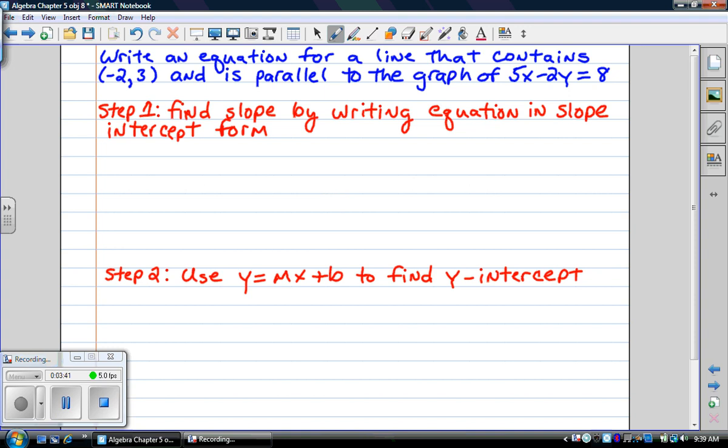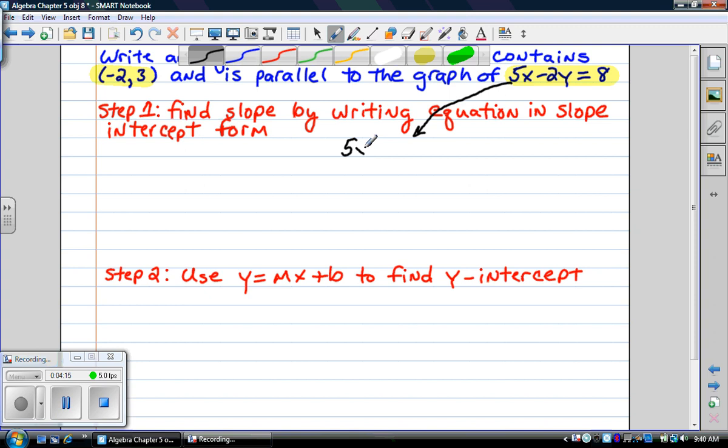We want to write an equation for a line that contains the following point, negative 2, 3, and is parallel to the graph of 5x minus 2y is equal to 8. Now, in order to write an equation for a line in slope-intercept form, we need the slope, we need the y-intercept. So my first step is to take this equation here, rewrite it in slope-intercept form.